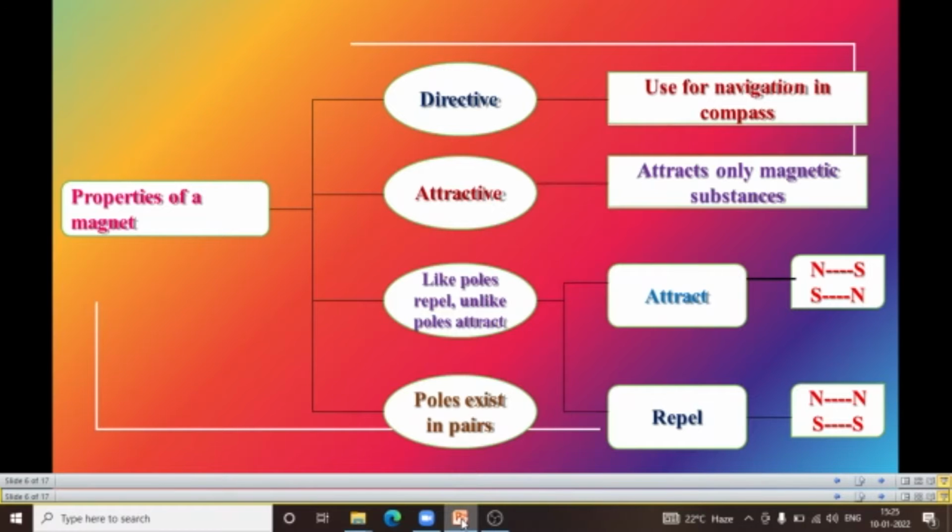Like poles repel, unlike poles attract. What do you mean by like poles? Like poles are north pole and north pole, or else south pole and south pole. What are unlike poles? Unlike poles are north and south, or else south and north. So like poles repel, unlike poles attract. The poles exist in pairs.